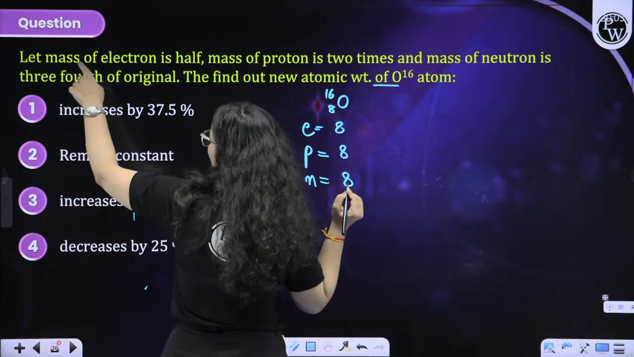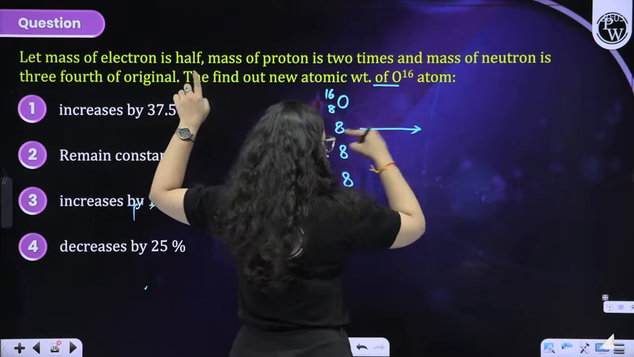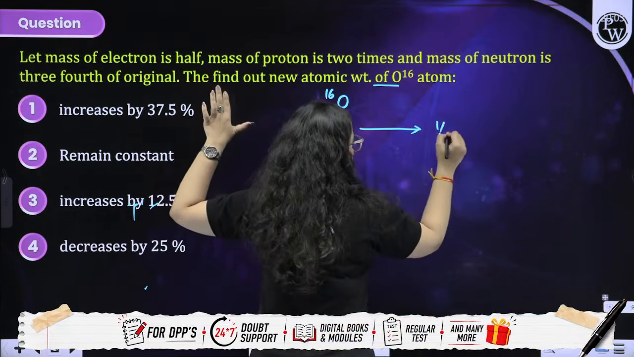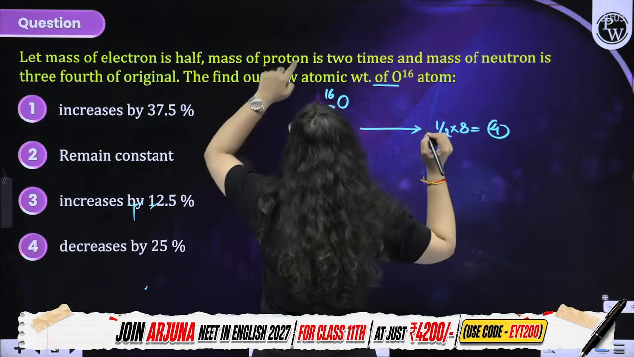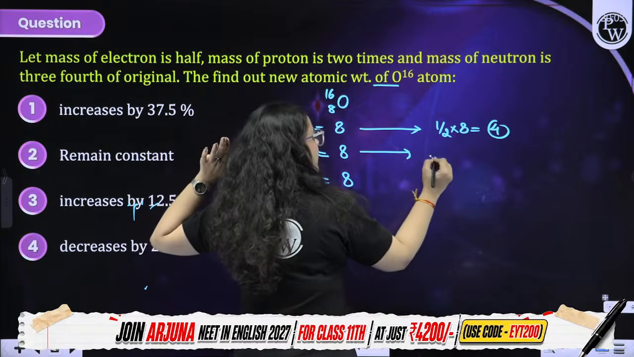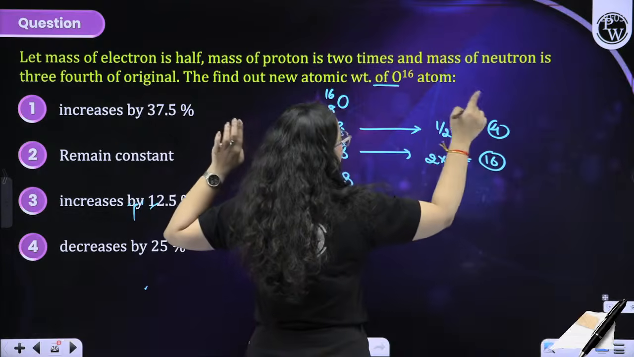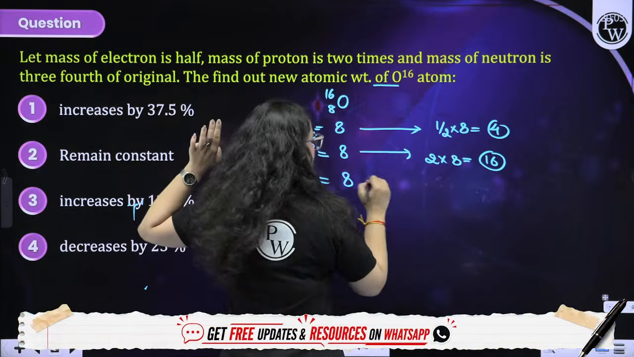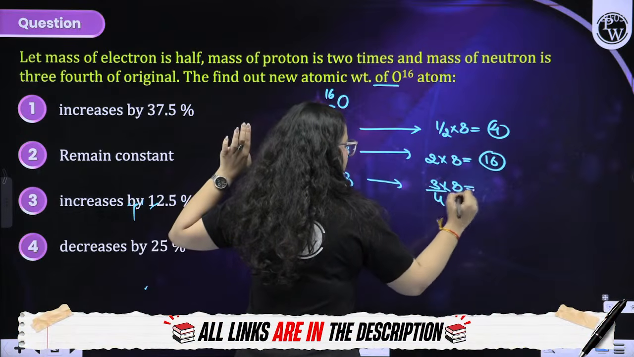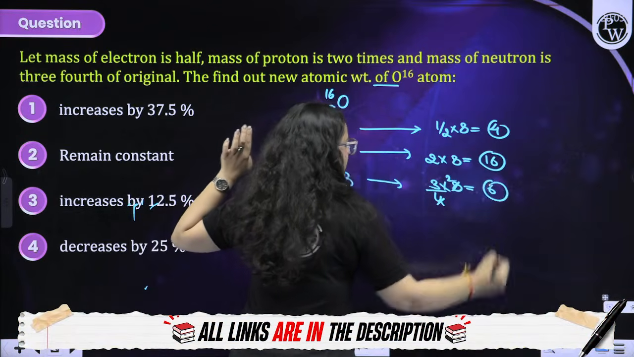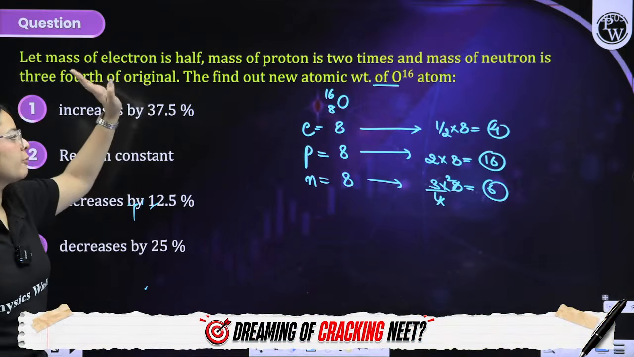Now in the question they are giving you, let the mass of electron be half. That means for a new species, the mass of electron is half times the original one, that means 4. Mass of proton is 2 times, twice the original one, coming out to be 16 in number. And the mass of neutron is 3/4 of the original, that means 3/4 of 8, so we are getting 6. So these are the new quantities of the newly developed species according to the question.